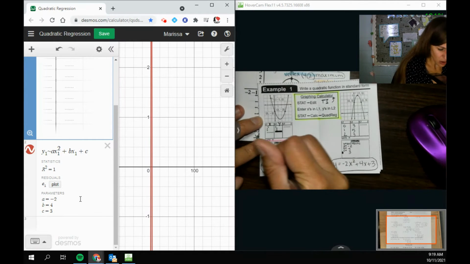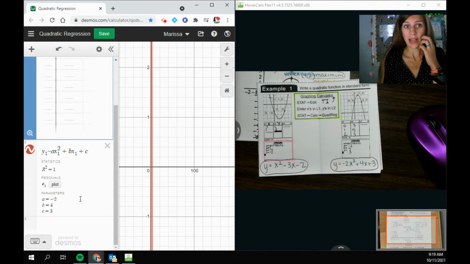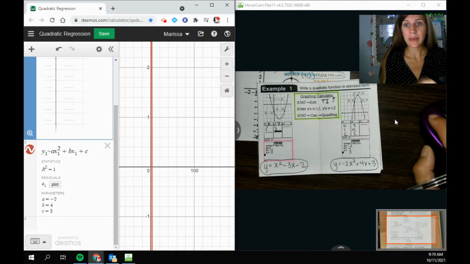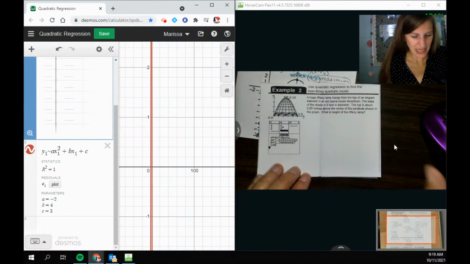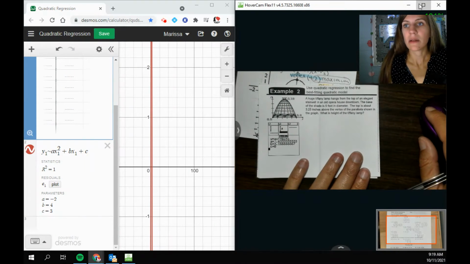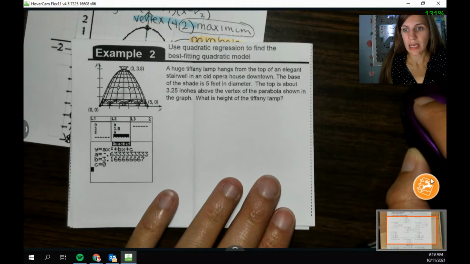The calculator is doing it all for us. We just need to write it in correctly. Okay, so we might need to come back to that quadratic regression. Oh yeah, maybe we do. Oh no, it told me here. Okay, so let me make this big again so that you can see what I'm doing.